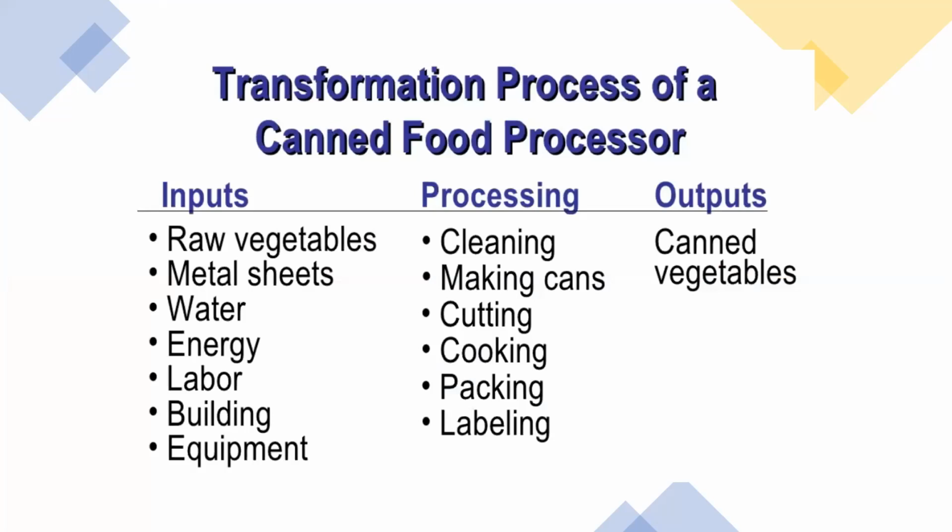This is one of the examples, for the product type. The input, for example, here we have a canned food processor. The input of the canned food could be raw vegetables, metal sheets, water, energy, labor, buildings, and equipment. Then in the processing stage, you need to do several activities like cleaning, cutting, cooking, packaging, labeling, and finally you have the result of canned vegetables.